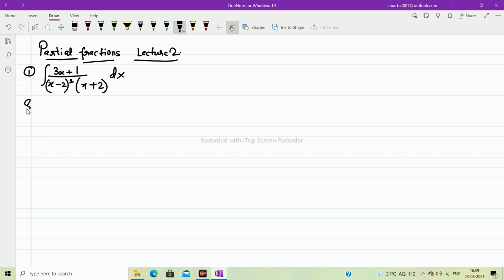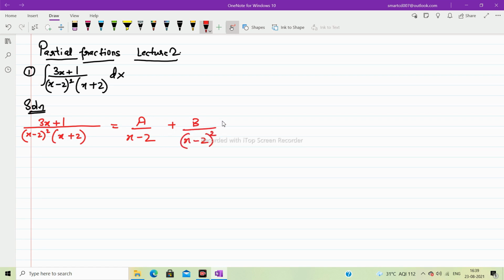If you check this question and compare it with the previous questions which we have done, we find that there are repeated linear factors. So in this case, we'll express (3x + 1) upon (x - 2) the whole square into (x + 2) equal to a upon (x - 2), b upon (x - 2) the whole square, plus c upon (x + 2).